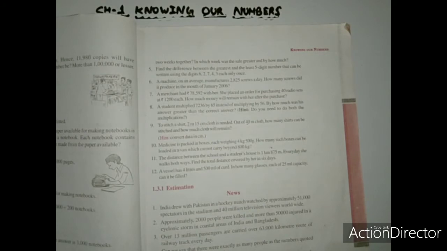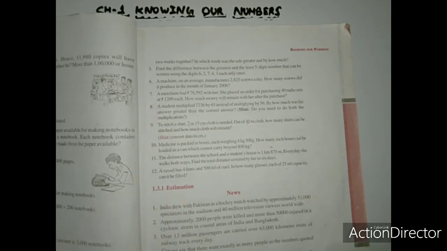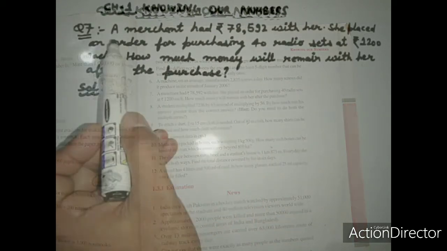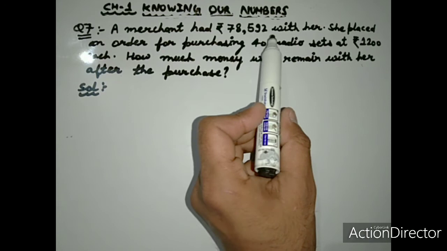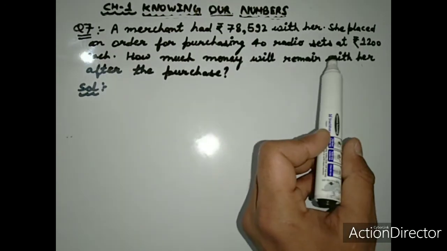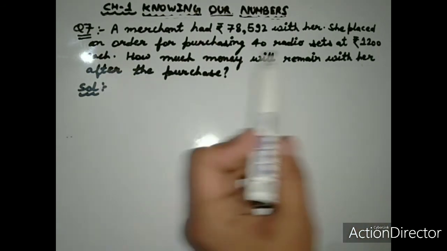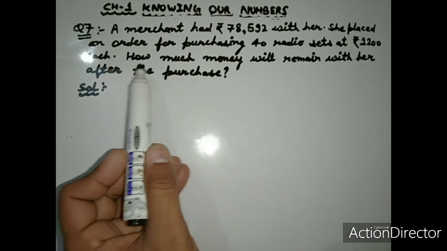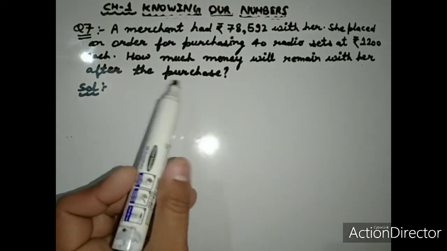Now students, here we take another question from exercise number 1.2, question number 7. Here we find how much money will remain with the merchant. Question number 7. A merchant had rupees 78,592 with her. She placed an order for purchasing 40 radio sets at rupees 1200 each. Meaning the cost of one radio is equal to 1200 rupees. How much money will remain with her after the purchase?